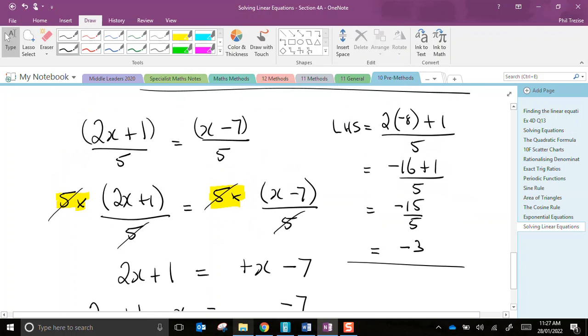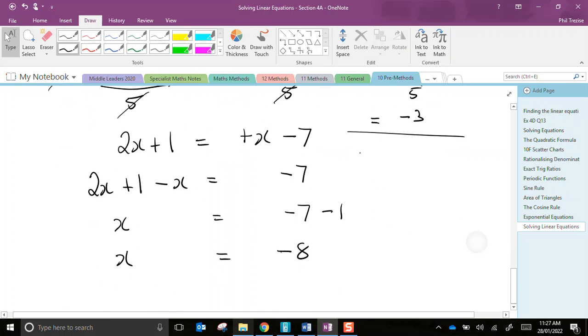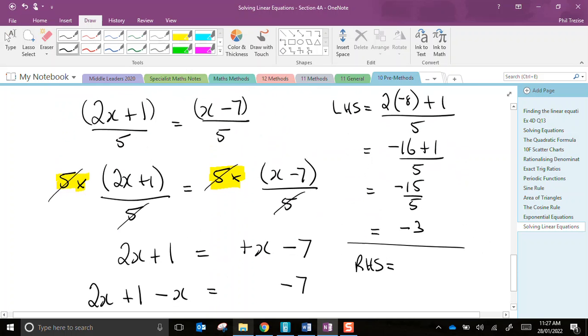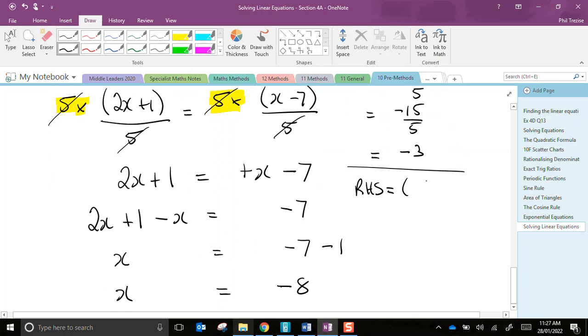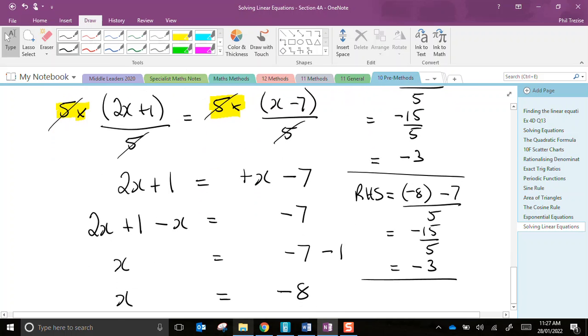Now that doesn't look like the right-hand side because the right-hand side is an expression. So I'll have to check the right-hand side as a separate step. It was x take 7 over 5. So x will go in there, take 7 over 5. We thought x was negative 8. Negative 8 take 7 is negative 15, and that comes to negative 3. They are the same. Both the left and the right-hand side come to negative 3. So we have confirmed our solution is correct.